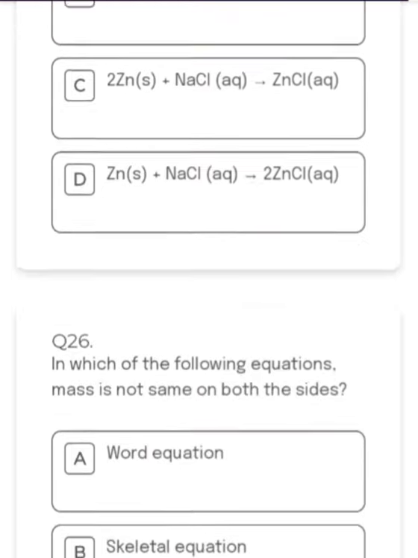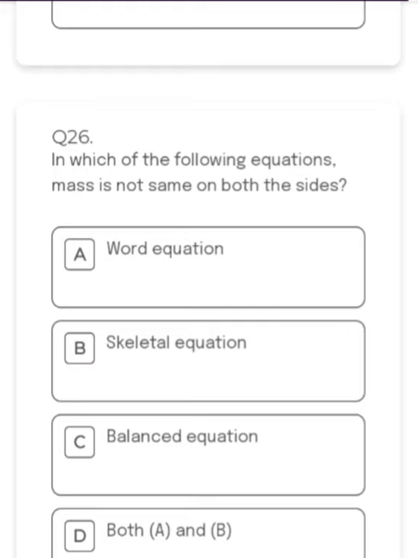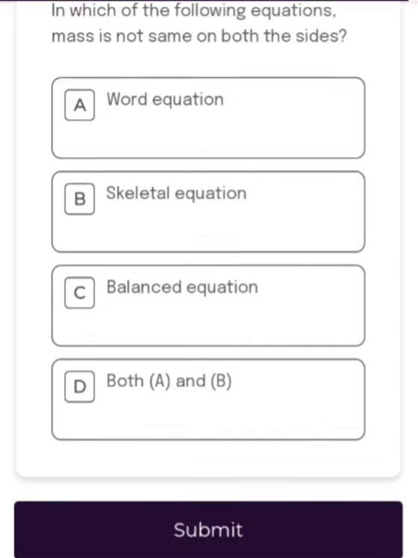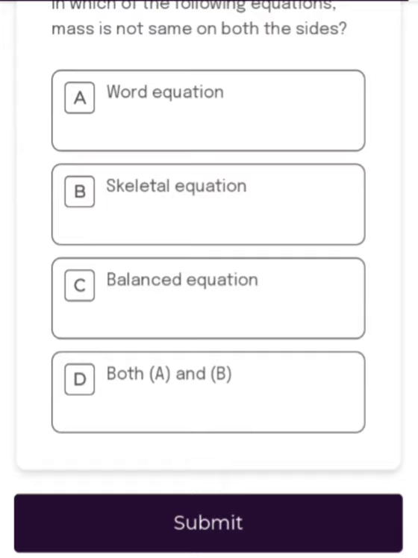Next question. In which of the following equations is mass not the same on both sides? Yes, in the word equation and in the skeletal equation, mass is not the same on both sides. So the correct option is option D, both A and B.